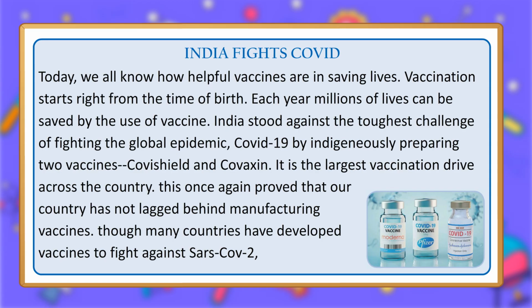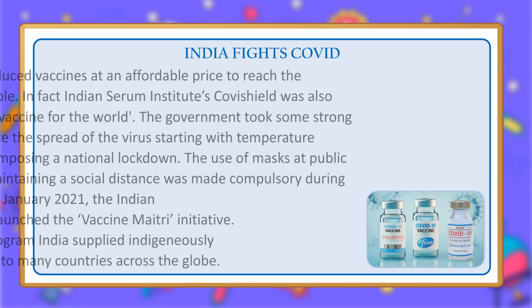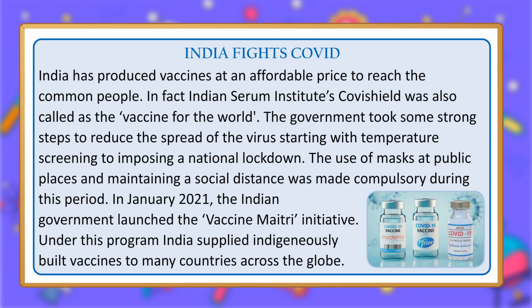Though many countries have developed vaccines to fight against SARS-CoV-2, India has produced vaccines at an affordable price to reach the common people. In fact, Indian Serum Institute's Covishield was also called the vaccine for the world. The government took some strong steps to reduce the spread of the virus, starting with temperature screening to imposing a national lockdown. The use of masks at public places and maintaining a social distance was made compulsory during this period. In January 2021, the Indian government launched the Vaccine Maitri initiative. Under this program, India supplied indigenously built vaccines to many countries across the world.